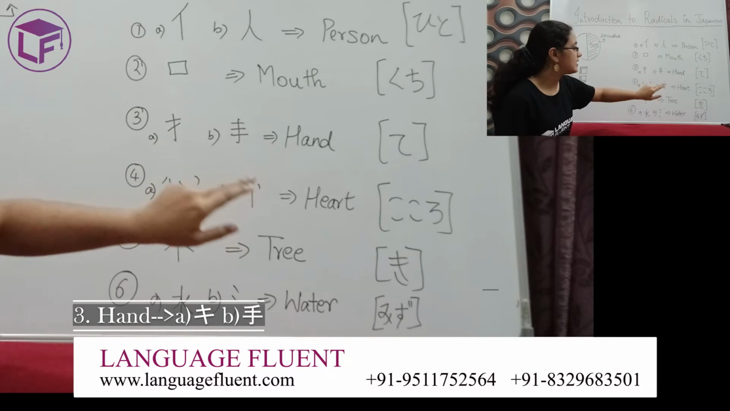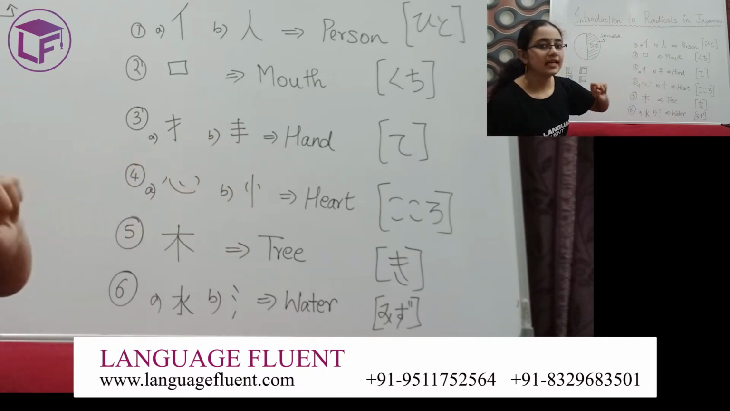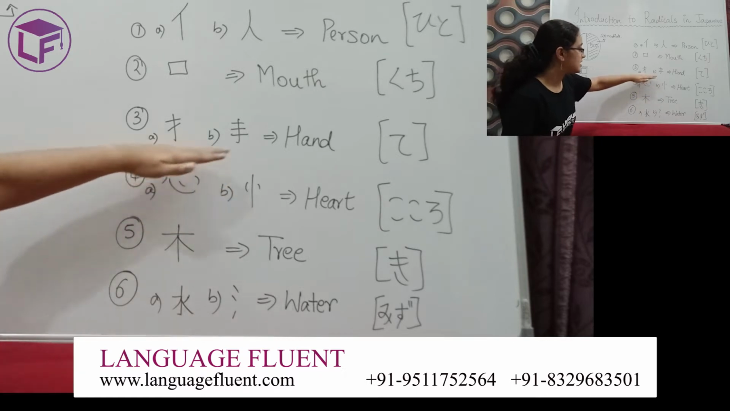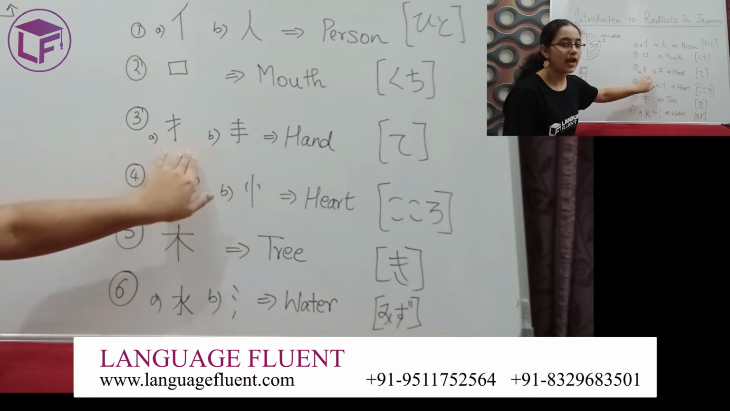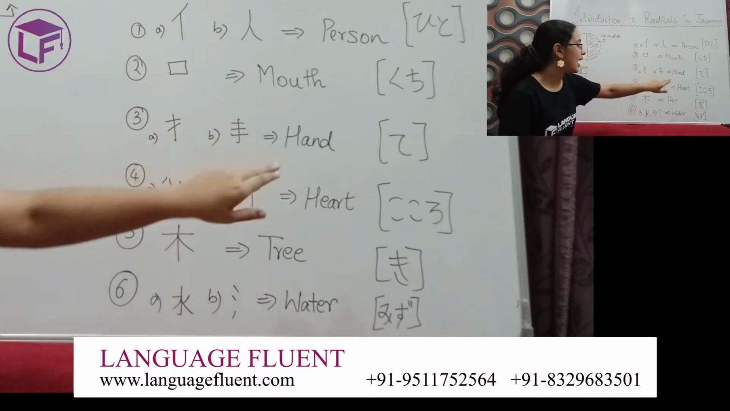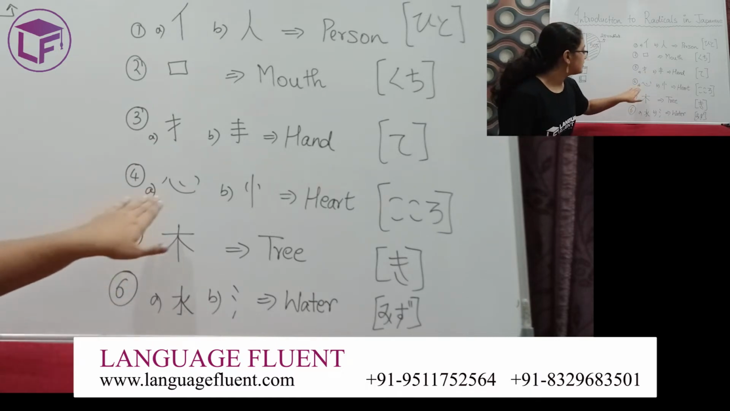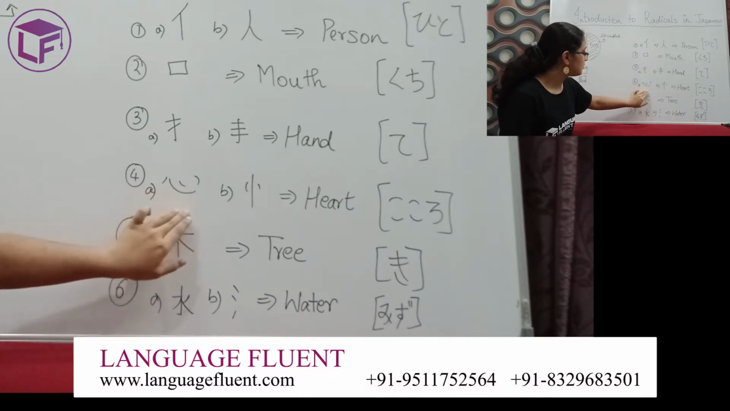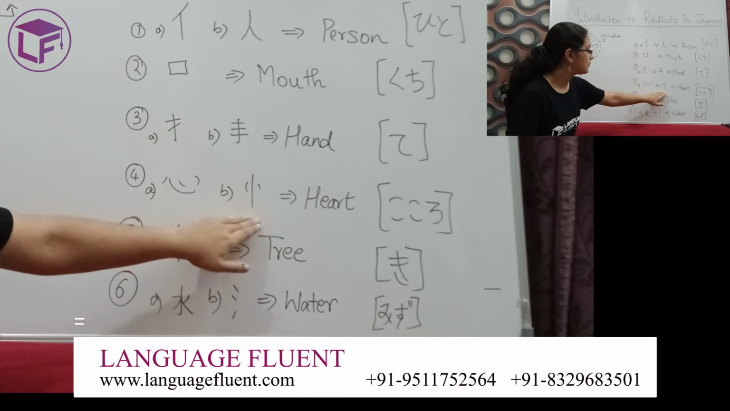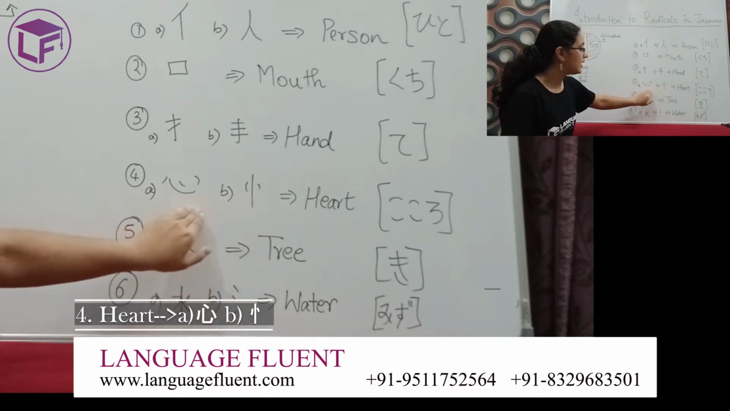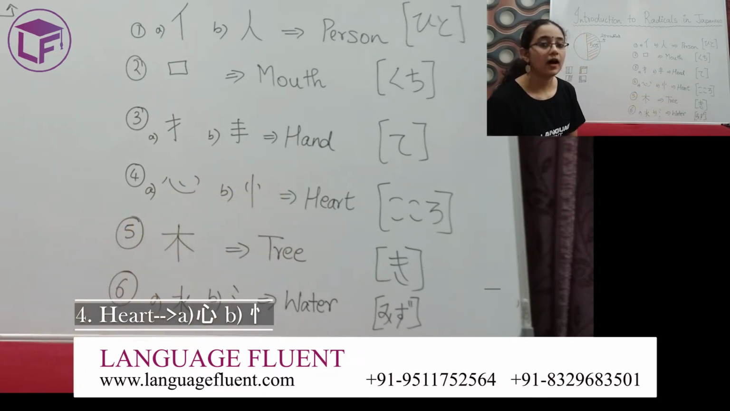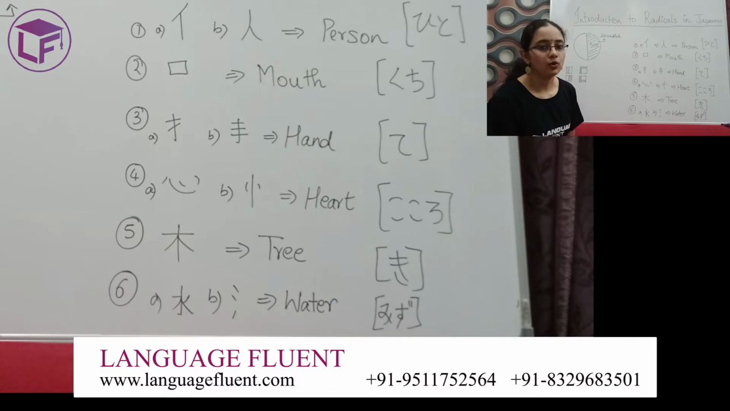The third one, these two symbols, this and this, represent a hand. Hand is written as te in Japanese. So these are the two different kinds of symbols or radicals that mean hand in Japanese. The next one, this symbol and this one, these two radicals mean heart, which is kokoro in Japanese.